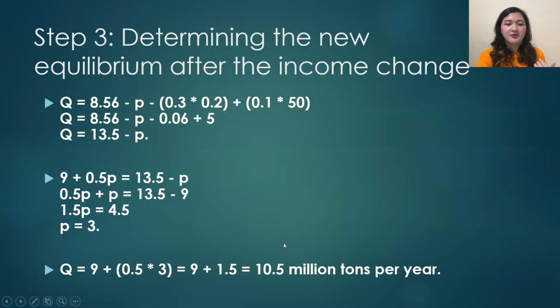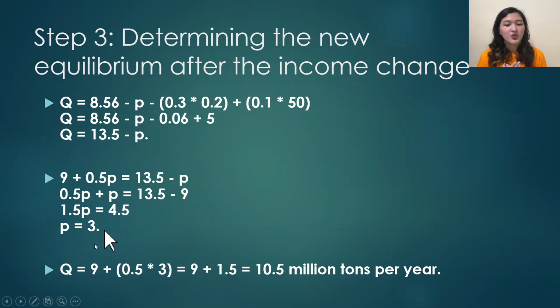Step 3 is determining the new equilibrium after the income change. We look at what happens when income increases from 35 to 50. So it's like doing step 1 and 2 all over again, but this time just using 50 instead of 35. Substituting Y equals 50 into the demand function gives us the new demand Q equals 13.5 minus P, which we will now equate with the supply function to find the new equilibrium price. The new equilibrium price is 3.